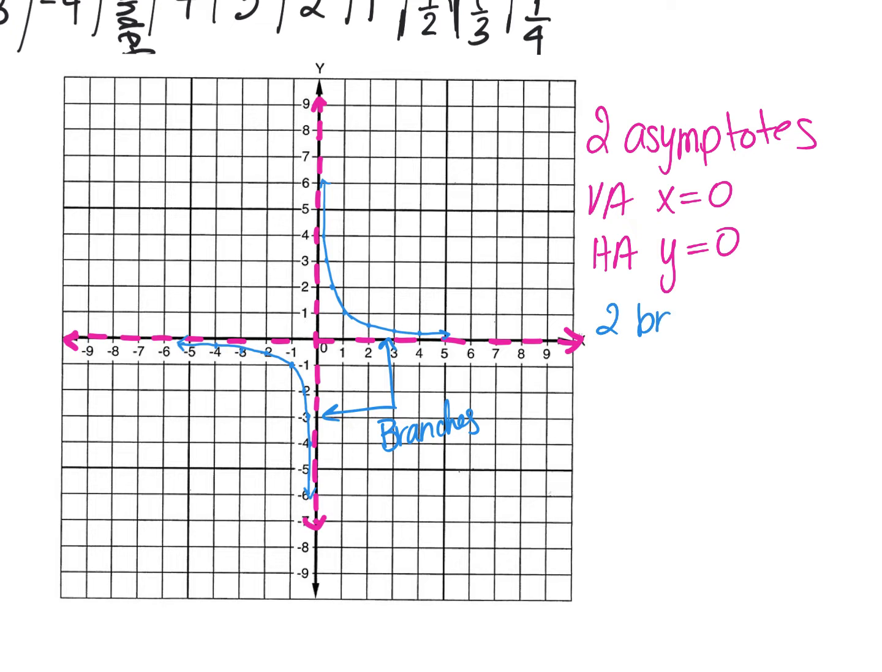So we have two branches, one on the right and one on the left. And together, the graph is called a hyperbola.